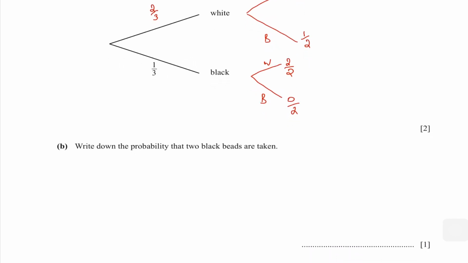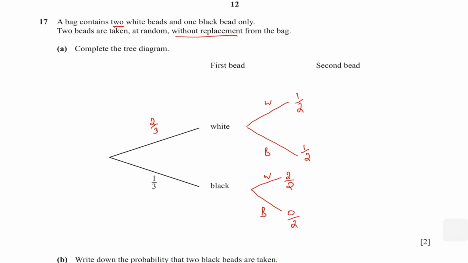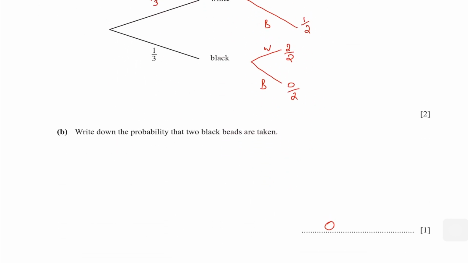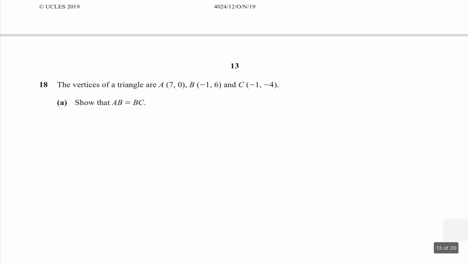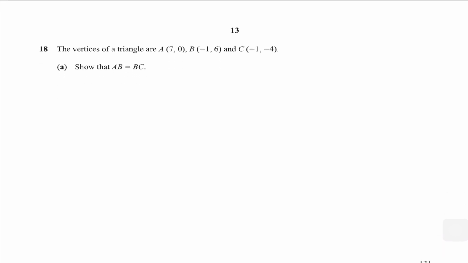Well, that's pretty obvious. It's going to be 0. Why? Because if you read the question, we only have 1 black bead. So there's no need for showing any working here. However, if you're still curious, I can do it for you. So 1 upon 3 multiplied by 0 upon 2 is going to give me 0 upon 6, which is going to be 0 anyway. So that was a pretty easy question. Probability questions are getting technical, but this was quite an easy one.